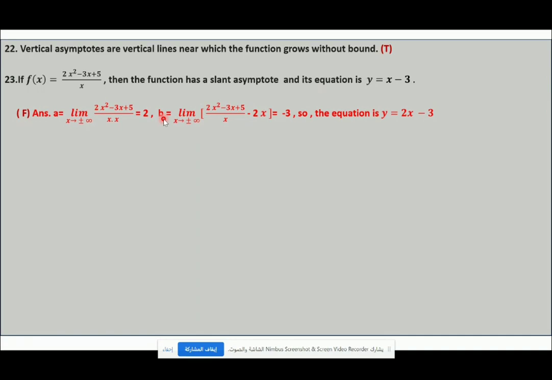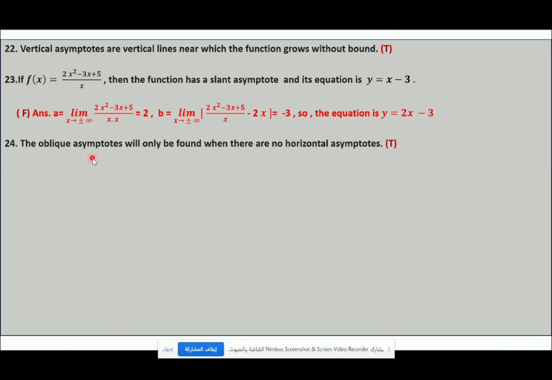To find the value of b, according to its rule, it equals the limit when x approaches plus and minus infinity of f of x minus a x. Then write f of x in its position minus a, whose value is given, which is 2, and write x from the rule. Then you can equal the numerator by multiplying x by negative 2x. That will make it negative 2x squared. Cancel it with 2x squared. That will leave negative 3x with the x. Then you're going to cancel the two x's to get negative 3. So the equation is y equals x minus 3. That will make the statement false.